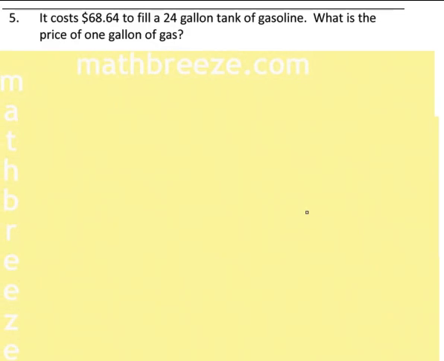Okay, here we have a word problem. It says that it costs $68.64 to fill a 24-gallon tank of gasoline. What is the price of 1 gallon? Okay, so we're just going to divide 24 into 68.64 for the price of 1 gallon. And let's put this decimal point on top in the quotient and start our division.